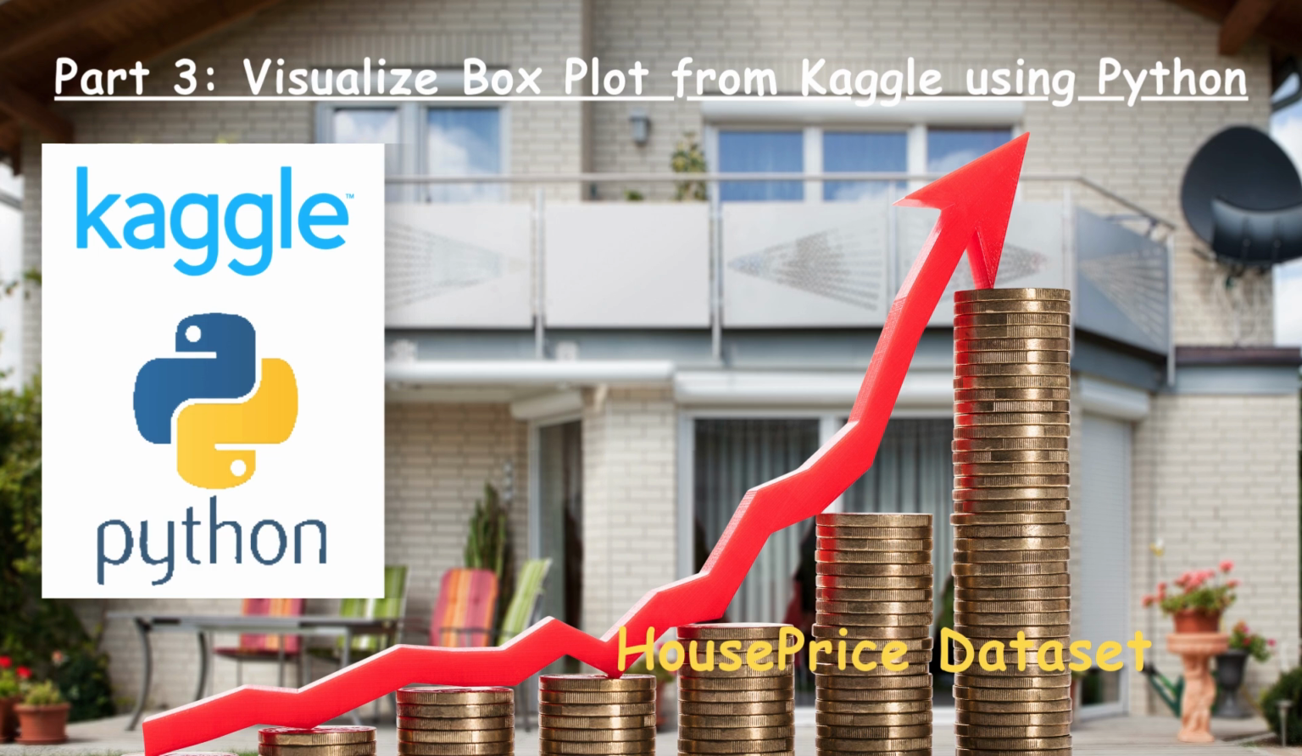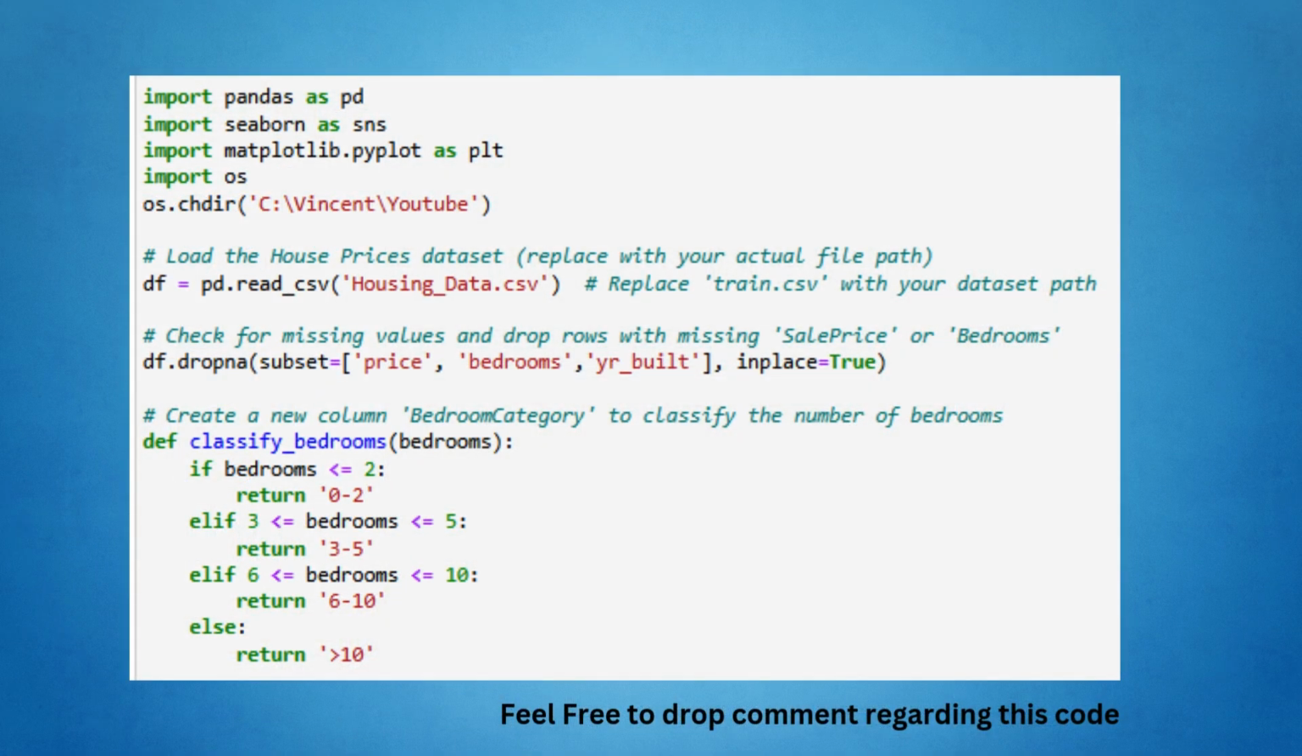Now, let's dive into the house prices dataset from Kaggle to make decisions by understanding the boxplot in Python. First, we'll load the data and make sure we have the right Python packages for data visualization, using Seaborn and Matplotlib. To clean the data, we'll remove any rows with missing values in the price, number of bedrooms, and year built columns using the drop function.